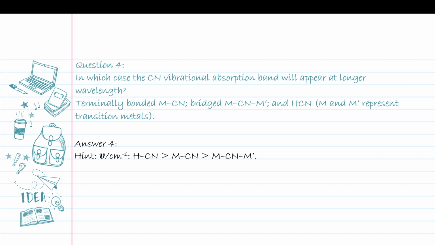Question 4. In which case cyanide stretching frequency will be the highest? Terminally bonded MCN, M is metal, bridged MCN, metal on both sides, and HCN. You see in HCN, H is very light atom, reduced mass is low, therefore frequency of CN will be the highest for HCN. Then it will be higher for the terminally bonded CN because there is triple bond. In case of bridged, there is double bond only between carbon and nitrogen. So in that case, the frequency will be lower.